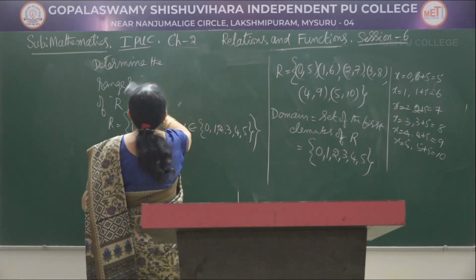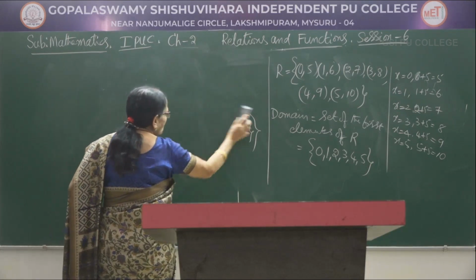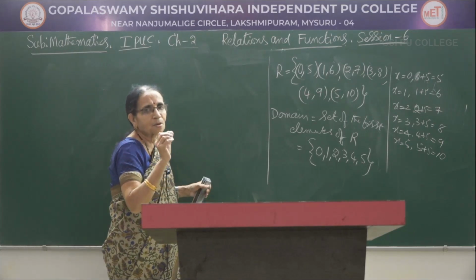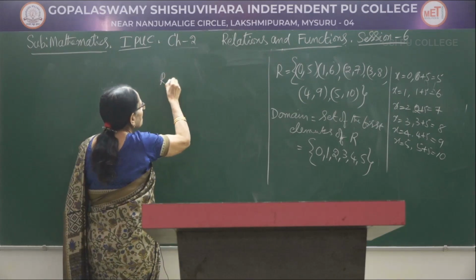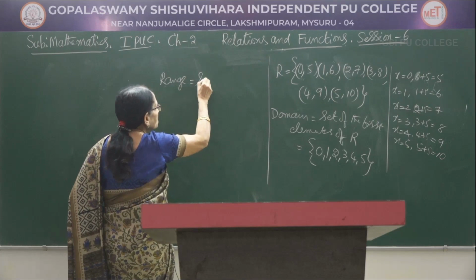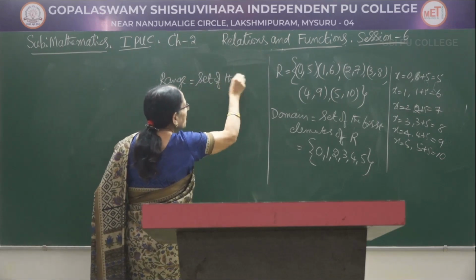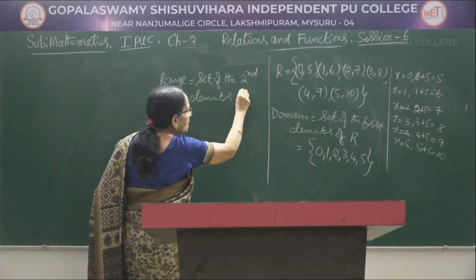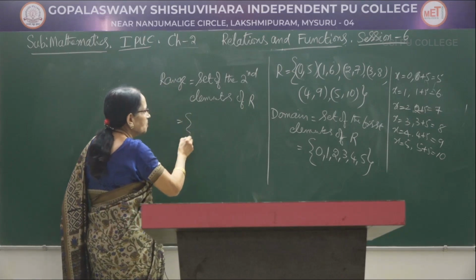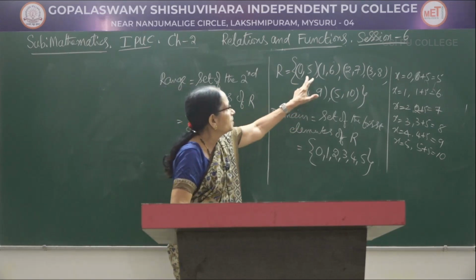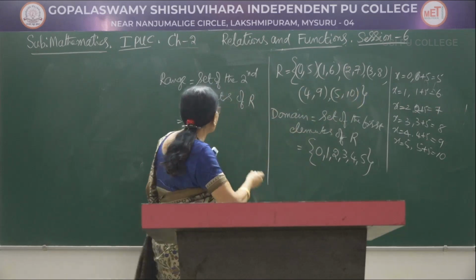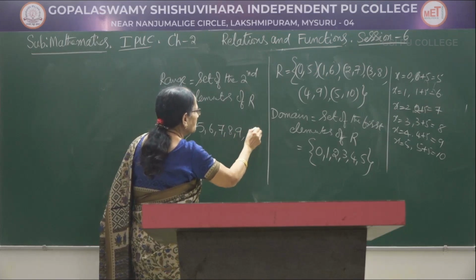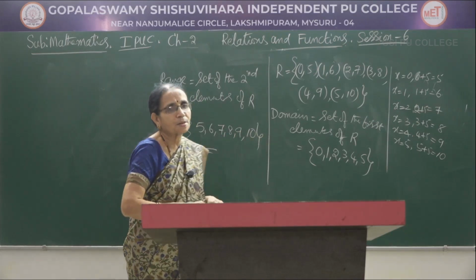Now, I want to write the range of the relation R. How do you define the range here? Range means it is the set of the second elements of the ordered pairs of R. That is, range is equal to the set of the second elements of R. Now, look at the second elements here. What are the second elements? 5, 6, 7, 8, 9, 10. Write that one. Now, this is how you have to present the answer.